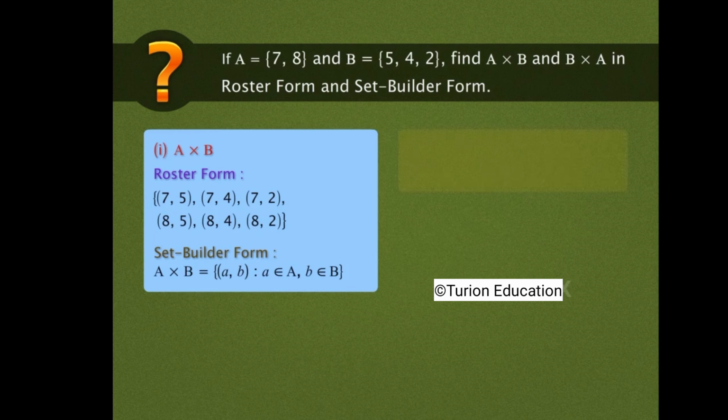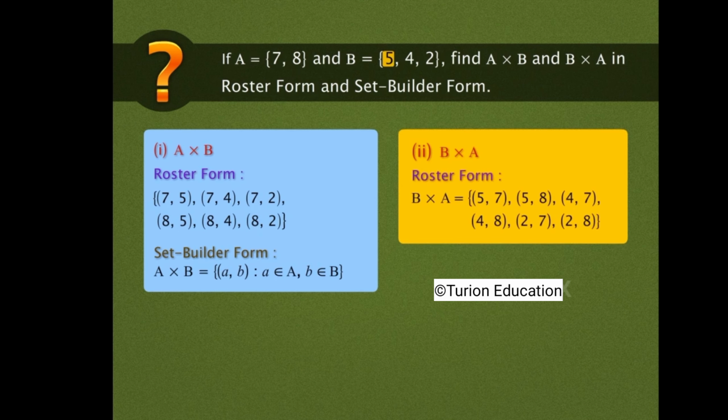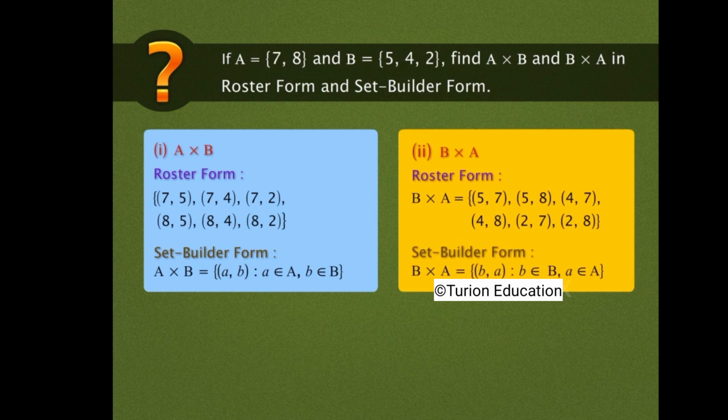Next, to write B cross A in roster form, we take every element of set B and pair it with every element of set A. For B cross A in the set builder form, we use the definition of Cartesian product again.